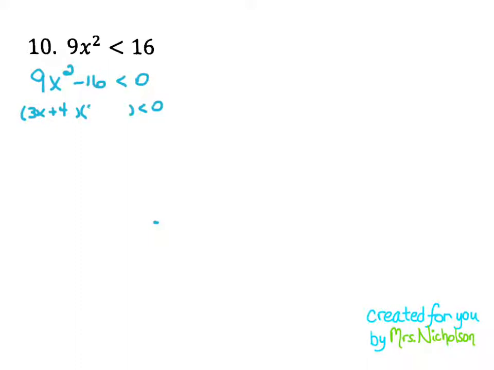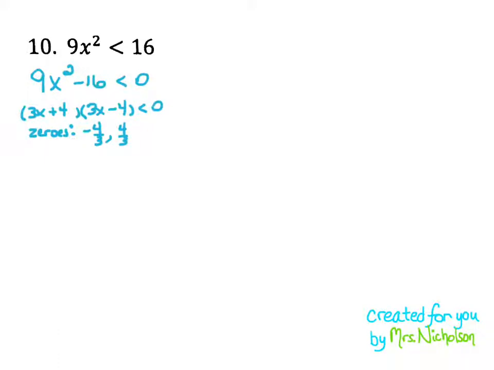3x minus 4. That's our factored version. So I need to determine what my zeros are here. My zeros would be negative 4/3 and positive 4/3. So now we're ready to make our chart.